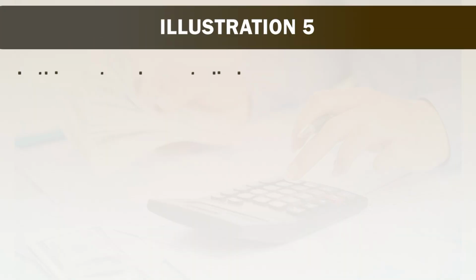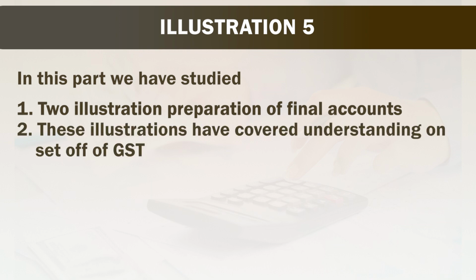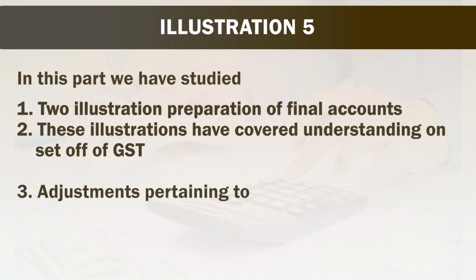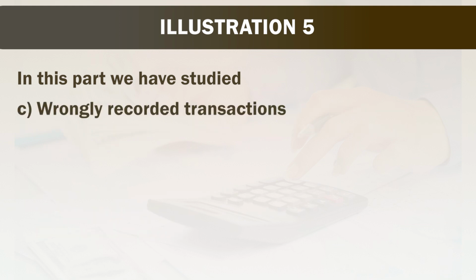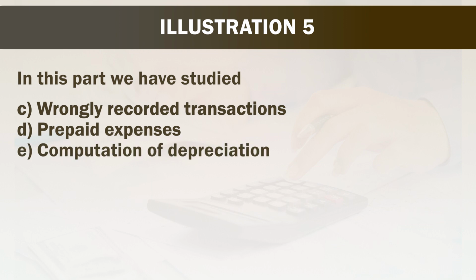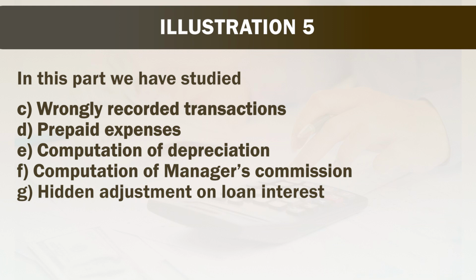Now friends, summary of this part 7. In this part, we have studied two illustrations on preparation of final accounts. These illustrations have covered understanding of the setup of GST. Then we have studied adjustments pertaining to closing stock, unpaid expenses, wrongly recorded transactions, prepaid expenses, computation of depreciation, computation of manager's commission, hidden adjustment on loan interest, and BDR, also discussed with the accounting effect and their disclosure.